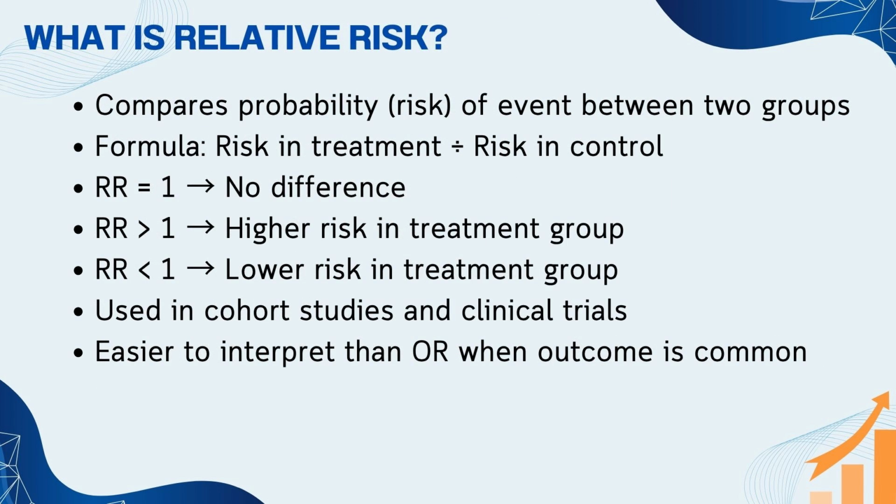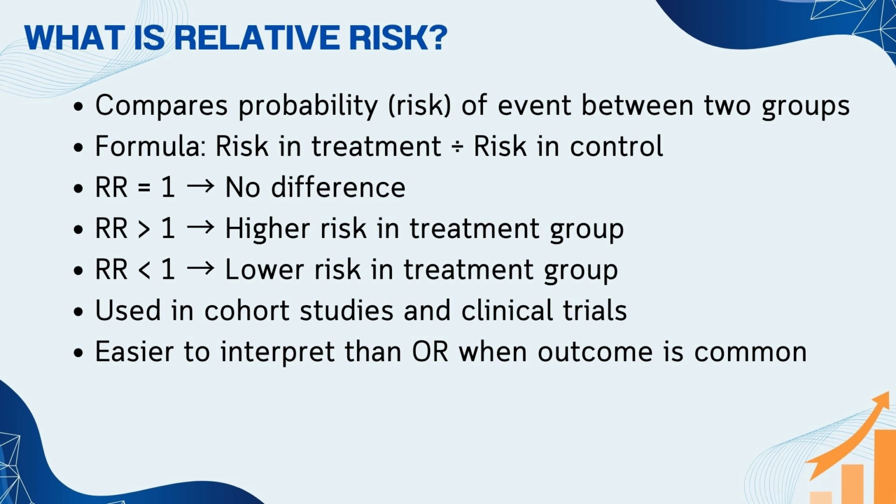Now let's look at relative risk, also called risk ratio. This measure compares the actual probability of an event occurring between two groups, not the odds, but the direct chance. The formula is risk in treatment group divided by risk in control group. If RR is equal to 1, there is no difference. If RR is greater than 1, higher risk in treatment group. If RR is less than 1, that means lower risk in treatment group.